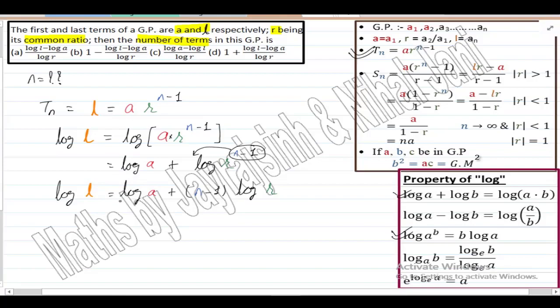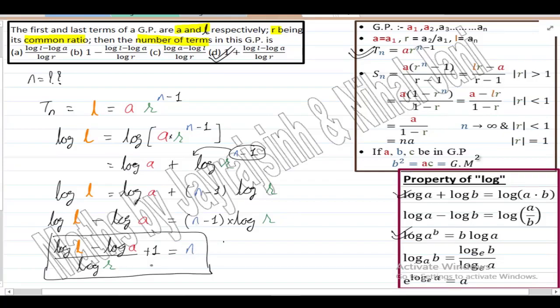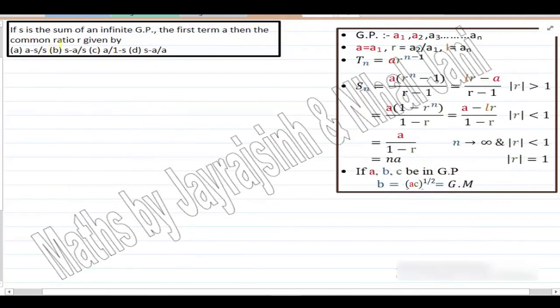Take log A on the left side, so it will be negative, and then take log R, which is in multiplication, and it will go on the right side in the denominator. So we will get (log L minus log A) upon log R is equal to N minus 1, or we can say let's take minus 1 to the right hand side, and we will get plus 1. So tada! Option D is your final answer. You can remember this result as a formula for finding the value of N. Okay, let's see the next question.